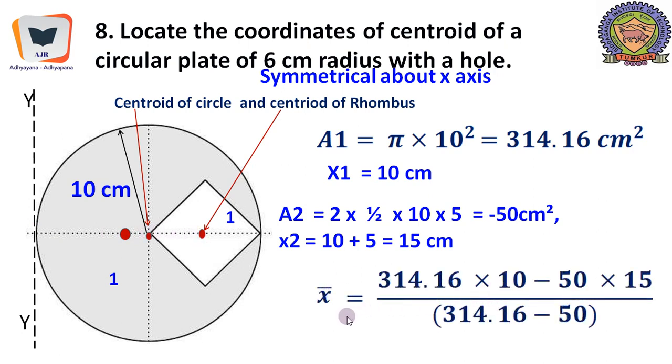Now we will apply the formula. x bar is a1 into x1 minus a2 into x2, divided by a1 minus a2, which will give us a coordinate value of 9.05 centimeters. If you plot this, it will come somewhere over here. It is 9.05, because from here till here it is 10. So if sketched proportionately, it will be coming somewhere over here.